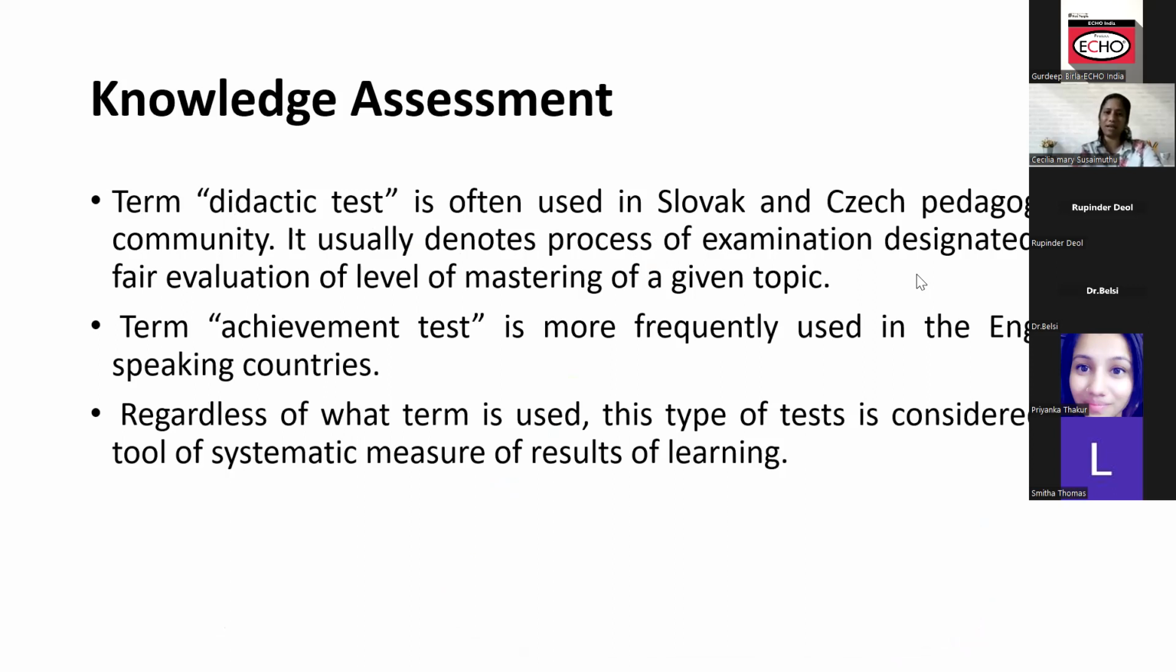So knowledge assessment as such. The term knowledge assessment is often referred to as a didactic test, also in Slovak and Czech literature. There are a lot of articles on this; in 1975, they wrote papers on the didactic test, how to assess knowledge. Achievement test is also another term that they use. It is a systematic measure. The assessment of knowledge is done to systematically measure the results of learning. That is the aim of assessing knowledge.